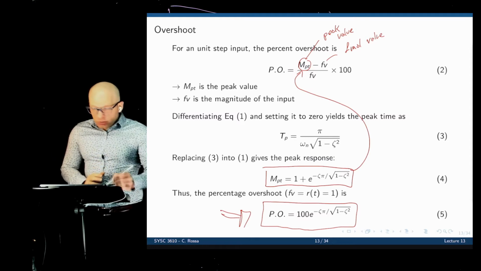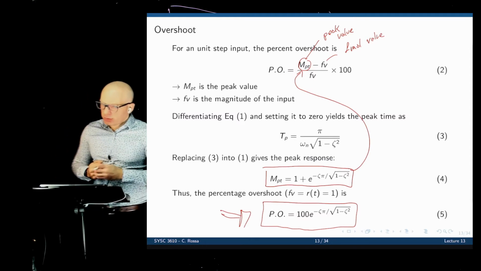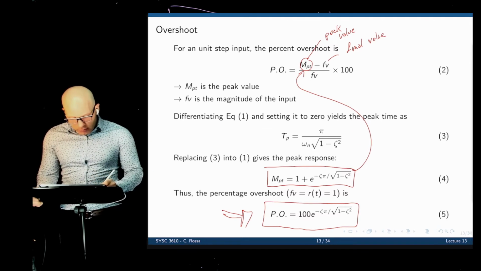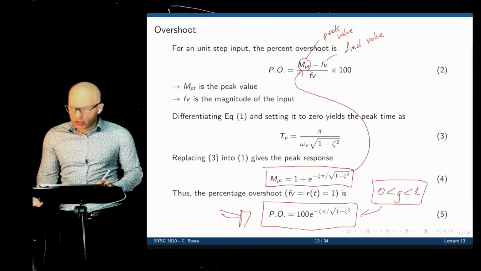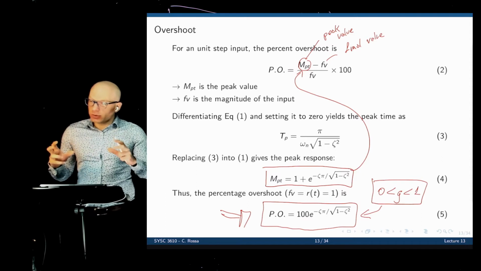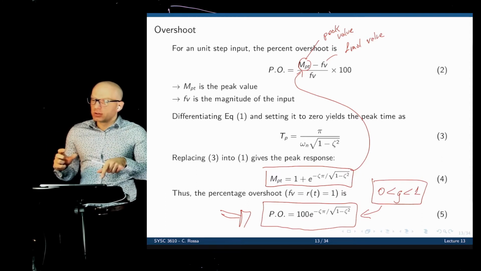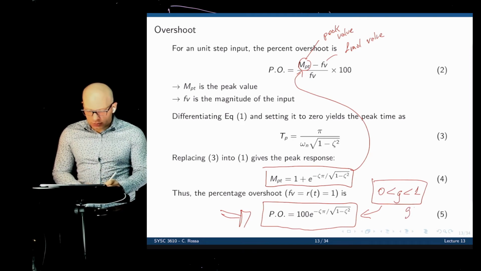Now this was derived for an overdamped system. Sorry, an underdamped system. It was derived for an underdamped system. So this can only work for zeta between 0 and 1. This does not work outside of this range, right? Because the equation we got to start with was derived for this condition. What is the overshoot in an overdamped system? What is the overshoot when zeta is greater than 1?